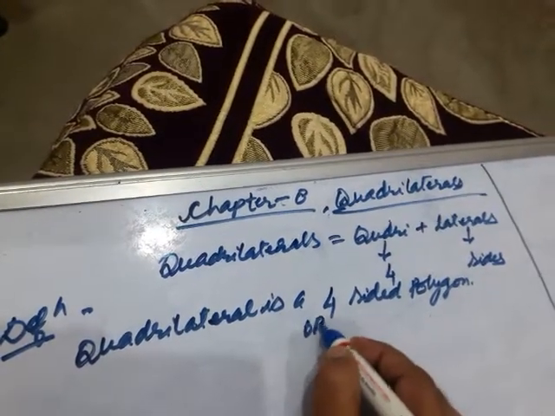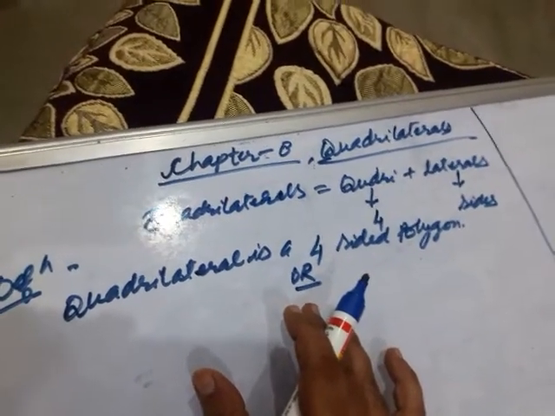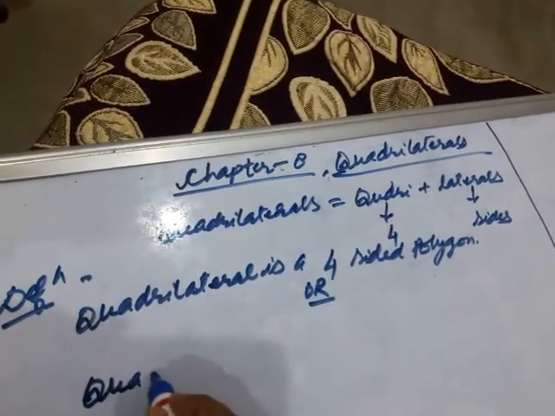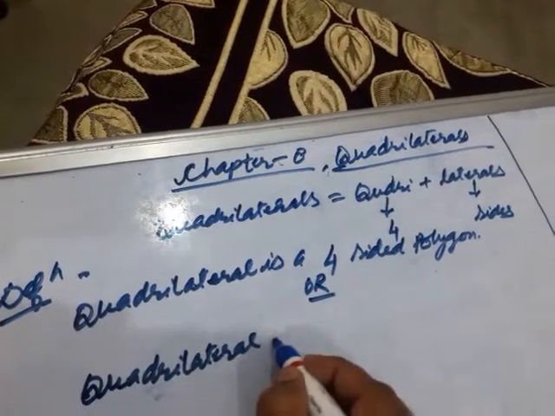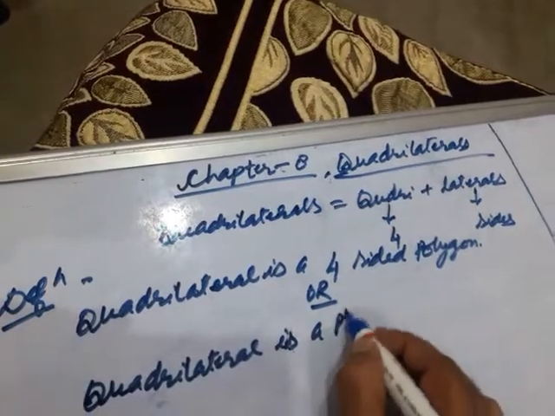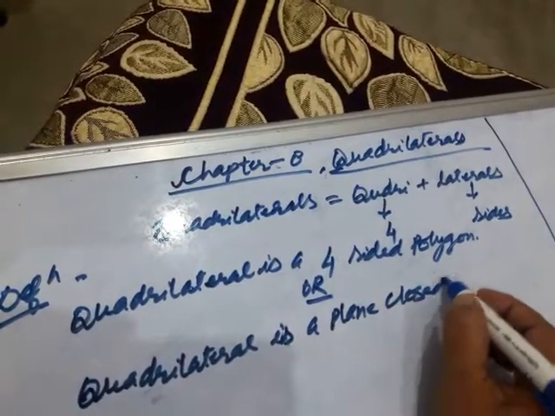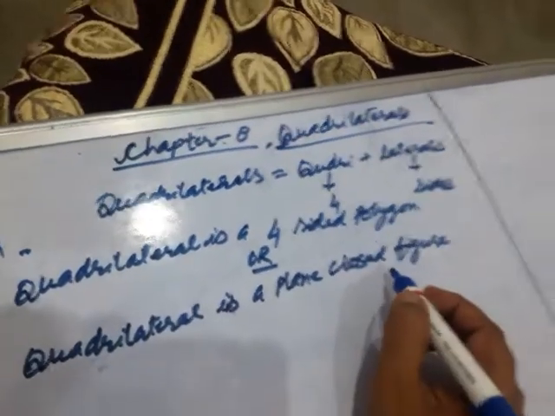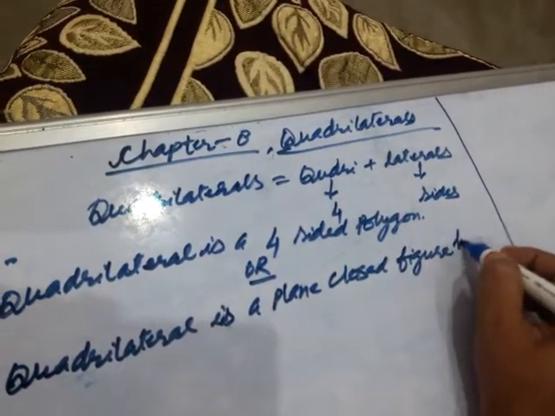polygon. Or we can give another definition: a quadrilateral is a plane closed figure having four sides.